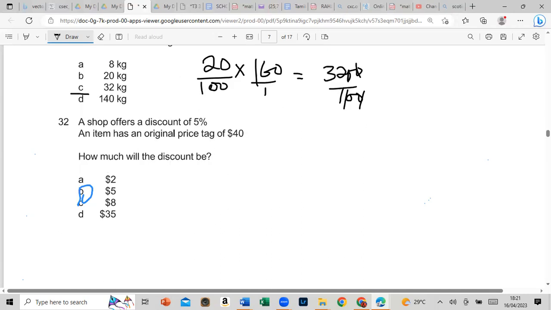32. A shop offers a discount of 5% on an item that has an original price tag of $40. How much will the discount be? Work out that one.